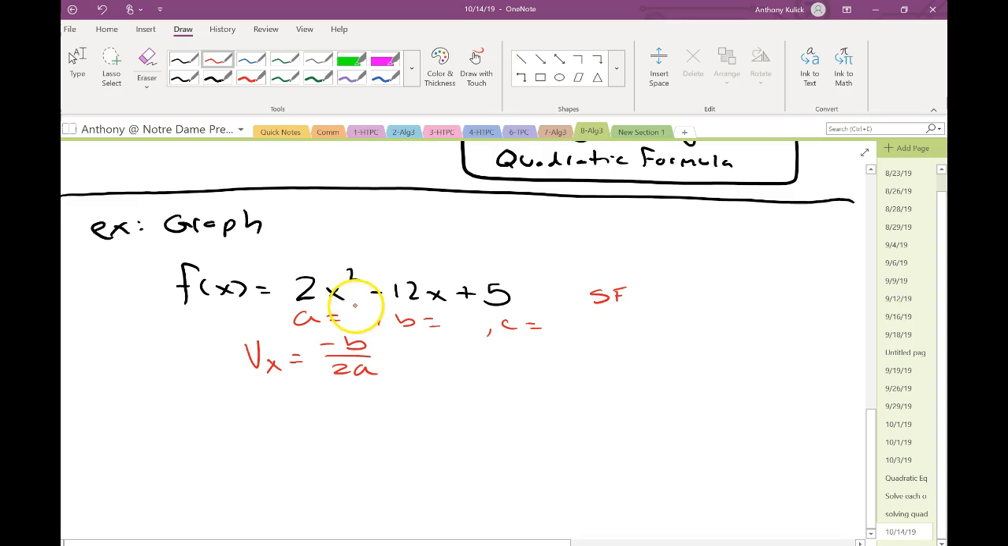What's a? 2. And what's b? Negative 12. And what's c? 5. Everybody's okay there? So when I plug in here, I have negative of negative 12 over 2 times 2. That simplifies down to positive 3.